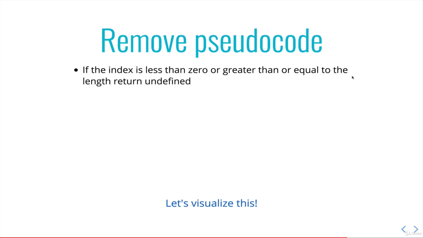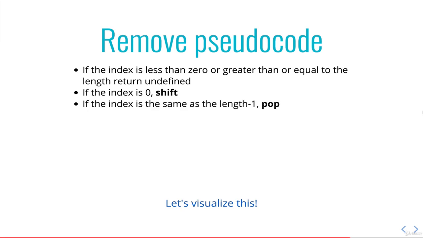All that we really have to do is first check if the index is invalid. If it's less than 0 or greater than or equal to the length, return undefined or some falsy value. If the index is 0, shift. Just take advantage of shift, remove from the beginning. If the index is equal to the length minus 1, just use pop.